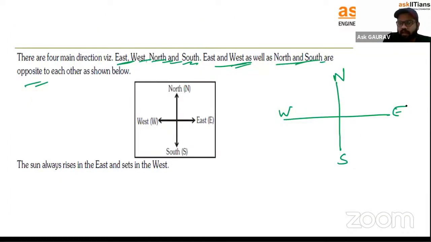So we have north, and the opposite to north is south, then west, and the opposite to west is east, right? The sun always rises in the east and sets in the west. That's the simple funda, right?